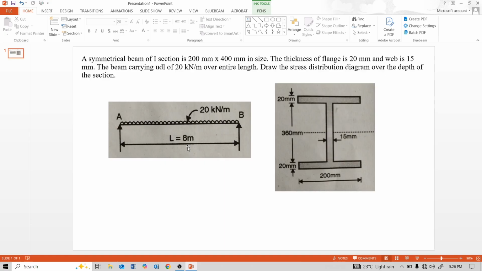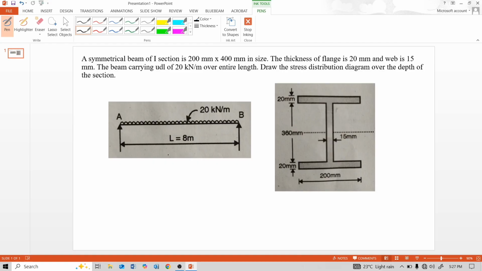This is a simply supported beam of length L equal to 8 meter, with a uniformly distributed load of 20 kN per meter, and the section of this simply supported beam is this I section. And we have to find the shear stress distribution diagram. That means the problem statement in this numerical is to find the shear stress distribution.